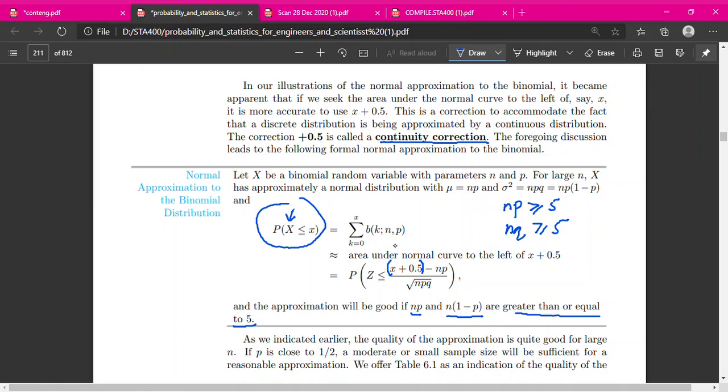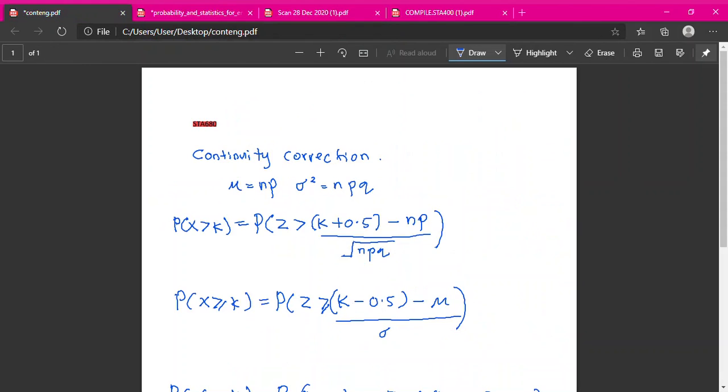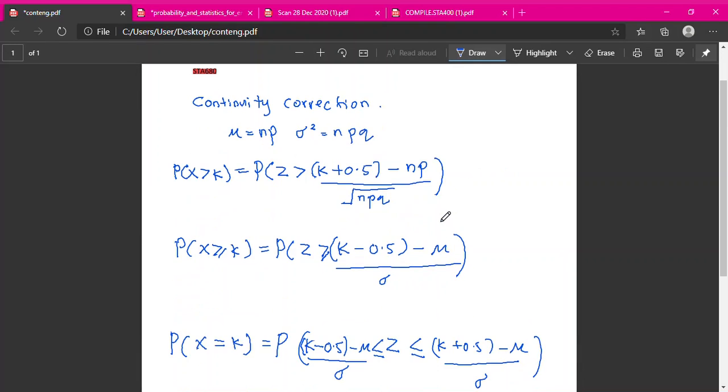This one, less than or equal to, it is plus. Okay, this is a continuity correction. If nak cari probability of X more than K, so kita kena tukar kepada Z. It will be more than K plus 0.5. Kalau more than, you kena tambah 0.5, tolak dia punya min, bahagi dengan standard deviation of binomial.